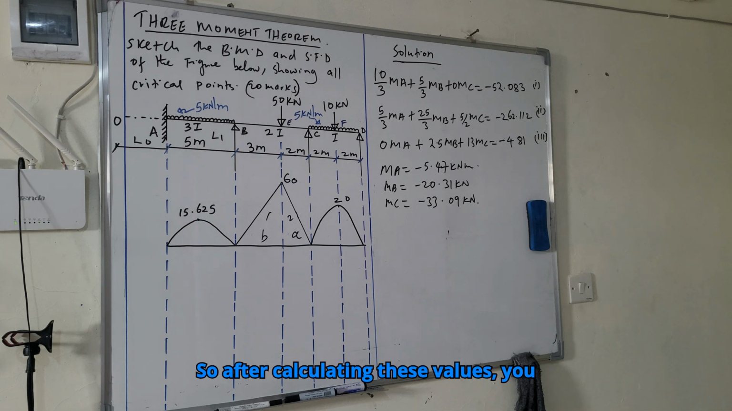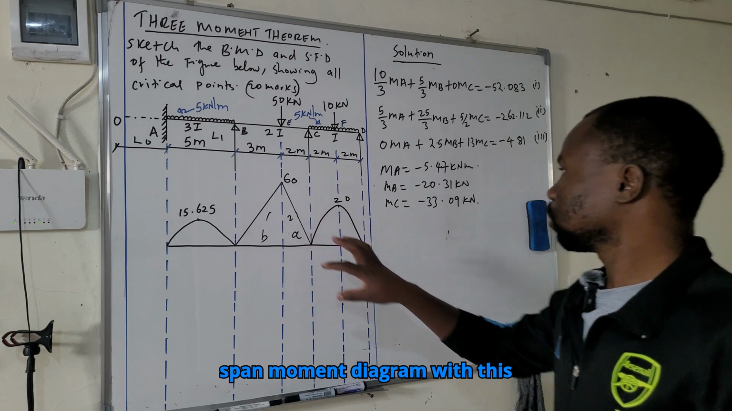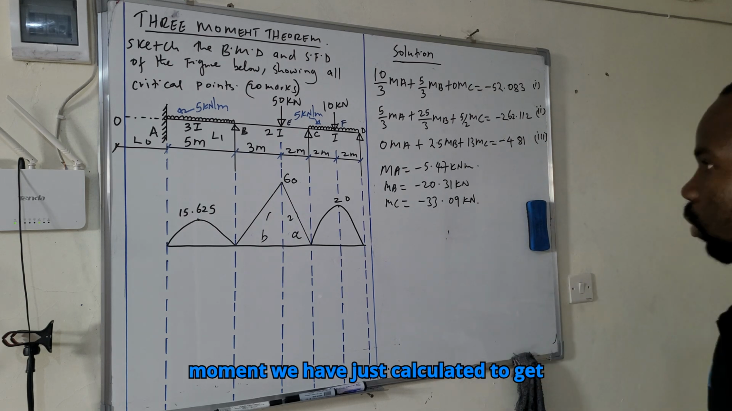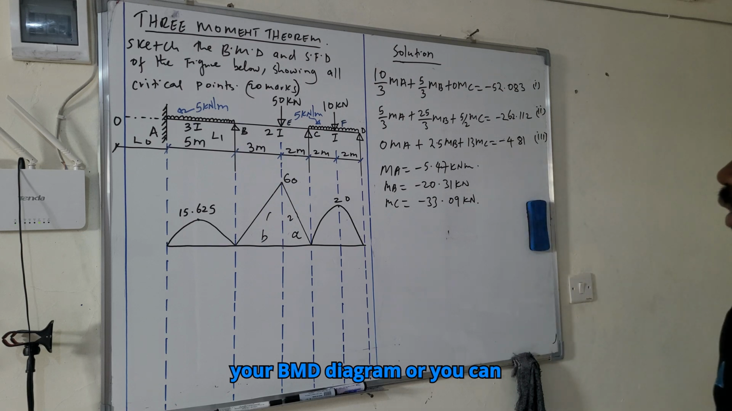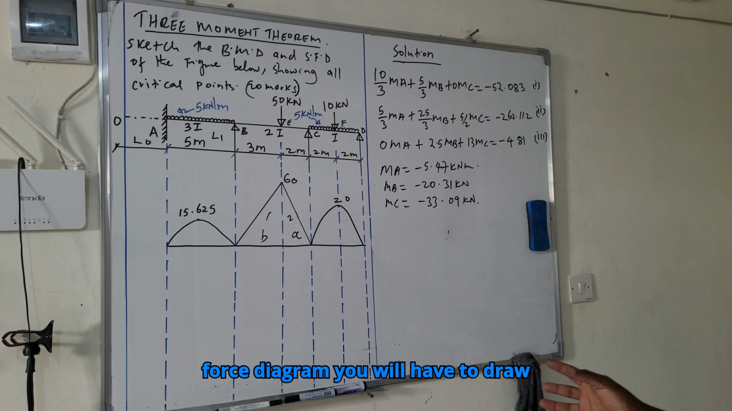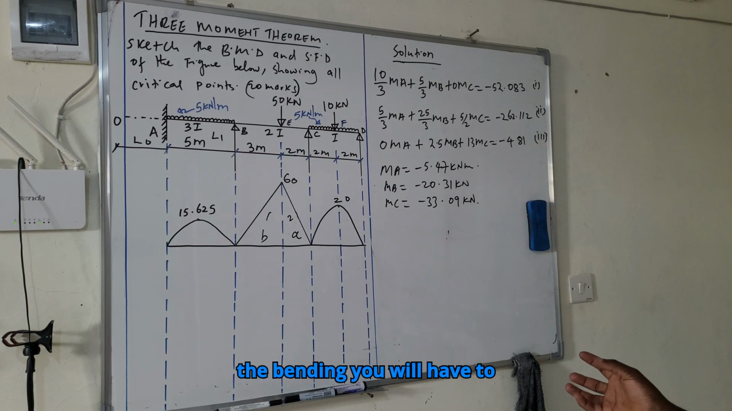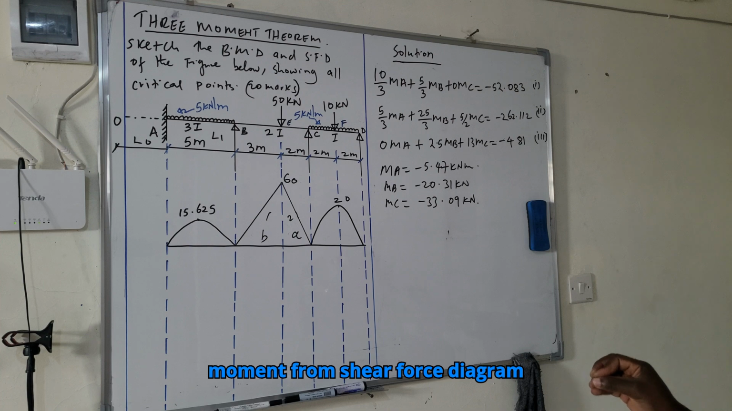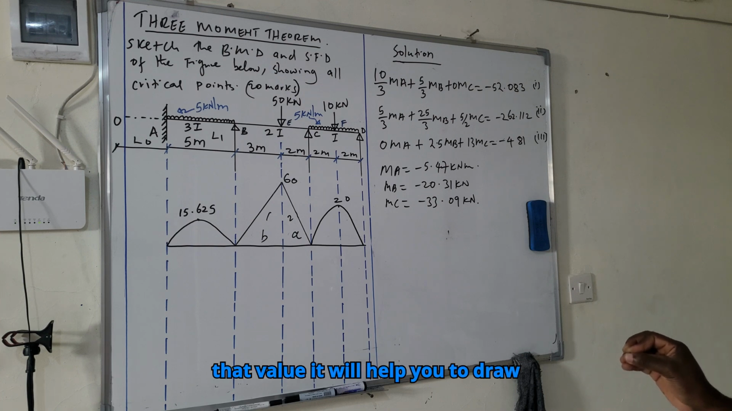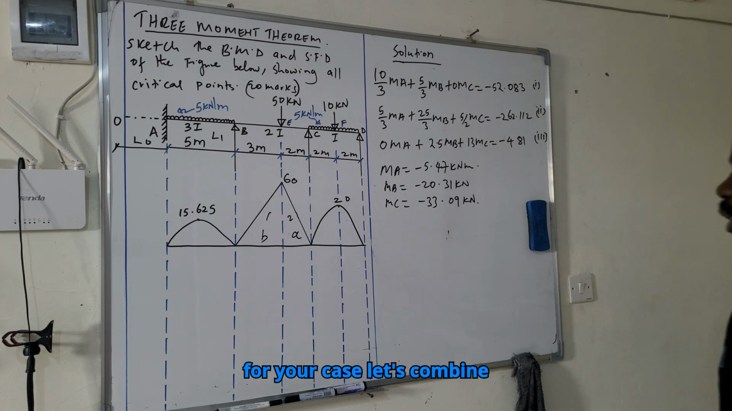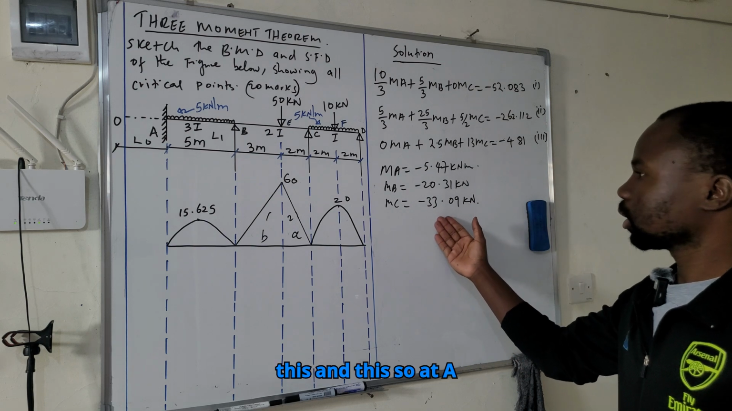So after calculating these values, you will come and draw your bending moment diagram. So you can combine this free span moment diagram with this moment we have just calculated to get your BMD diagram, or you can find the reaction and then you draw the shear force diagram, and then from shear force diagram you will have to calculate the values for bending moment. That value will help you to draw BMD. But for your case, let's combine this and this.